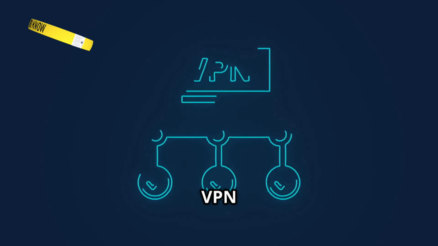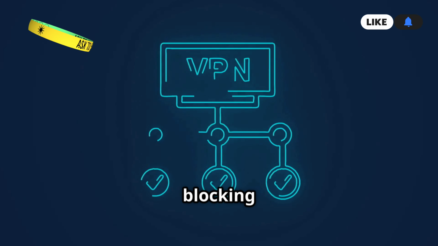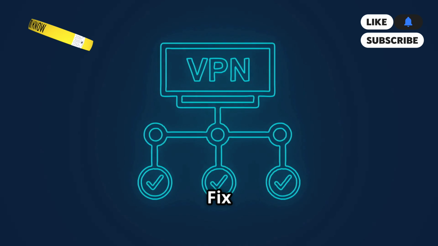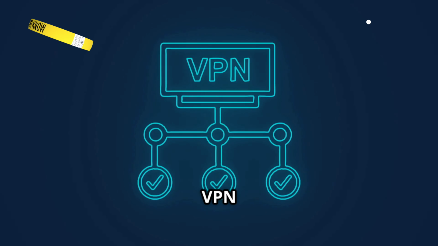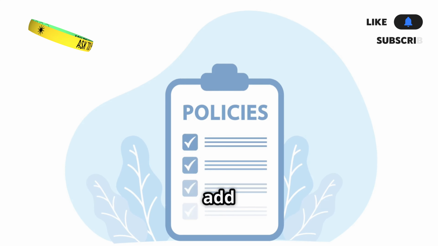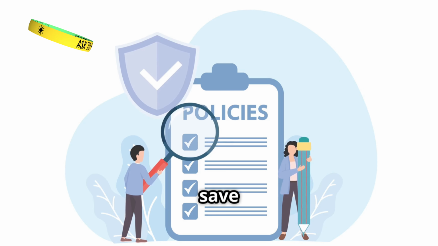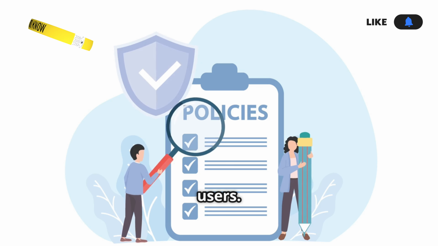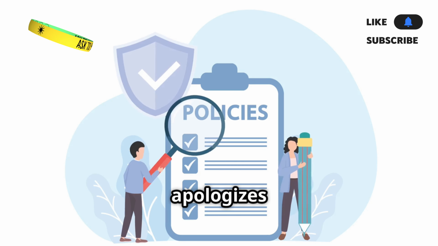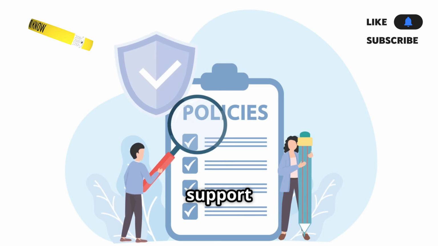Issue: VPN DNS conflict blocking CRM access. Fix: 1. Flush DNS cache. 2. Reset VPN adapter. 3. Add DNS override for CRM server. 4. Save as a fix-it policy for other remote users. Outcome: client apologizes and gives a 5-star support review.